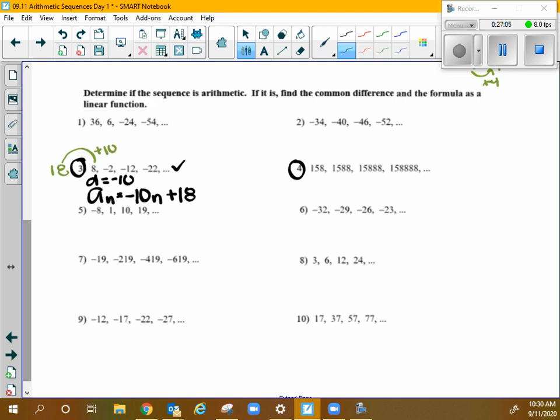Number 4. Is there a common difference there? It's not times 10, because we would be adding a 0, and that would make it geometric, not arithmetic. So no, it's not. That's it.